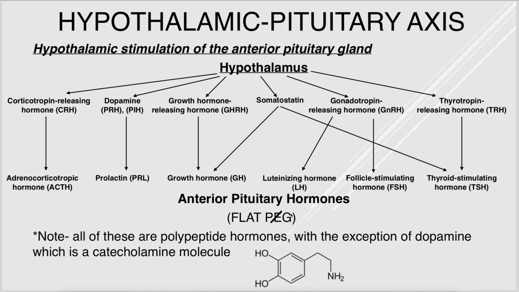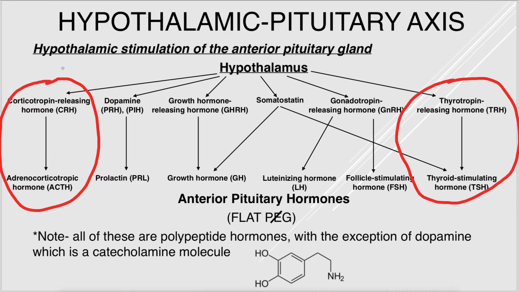And here's my seemingly confusing summary, but this summary pretty much gives you most everything you need. All of these up here are hormones coming from the hypothalamus, and these are the hormones from the anterior pituitary. So of course we have FLAT PEG without the E. Those are all of your anterior pituitary hormones. And as we can see, I want you to know these relationships. I mostly care about the relationship here and the relationship here.